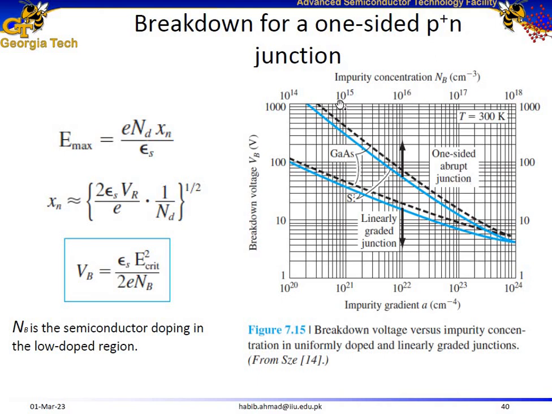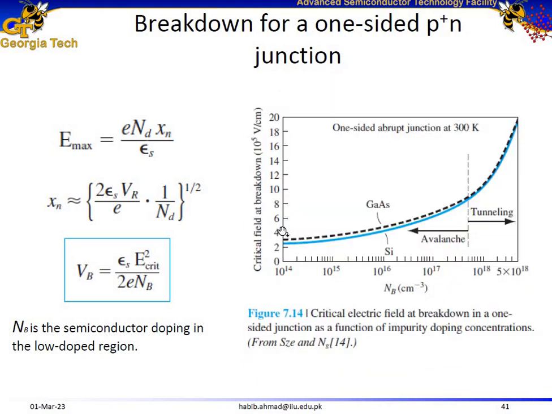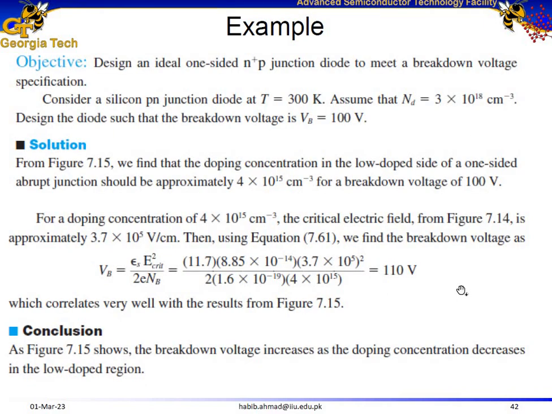On the x-axis we have the impurity concentration of the lightly doped material, Nb, and on the y-axis we have the breakdown voltage. Similarly, there is another plot for critical electric field versus the background doping concentration of the lightly doped material as well. Now let us focus on this example.